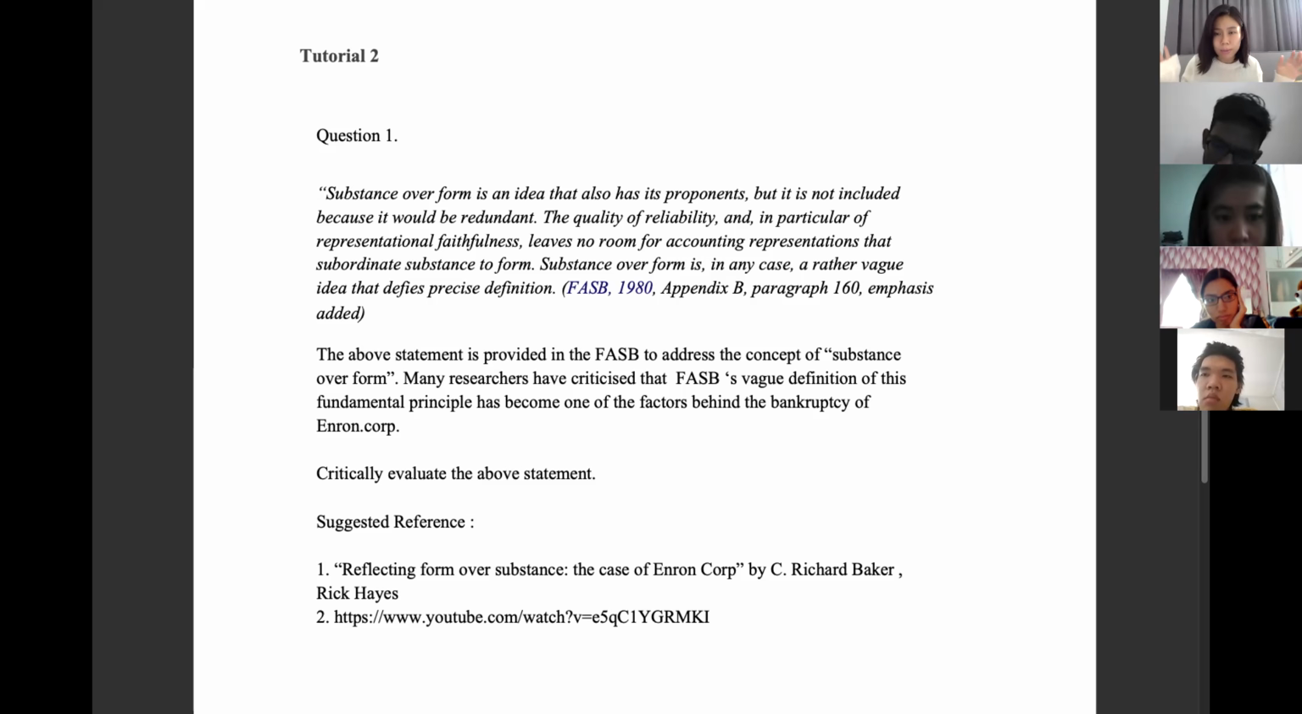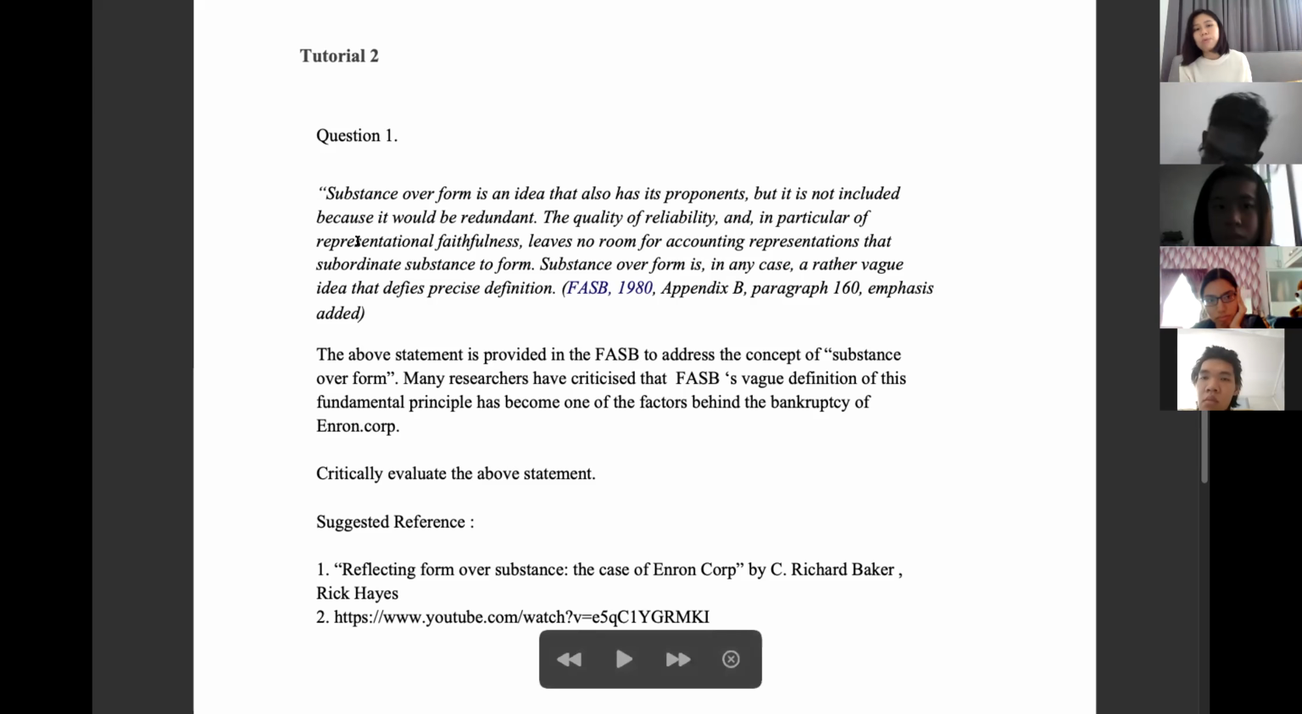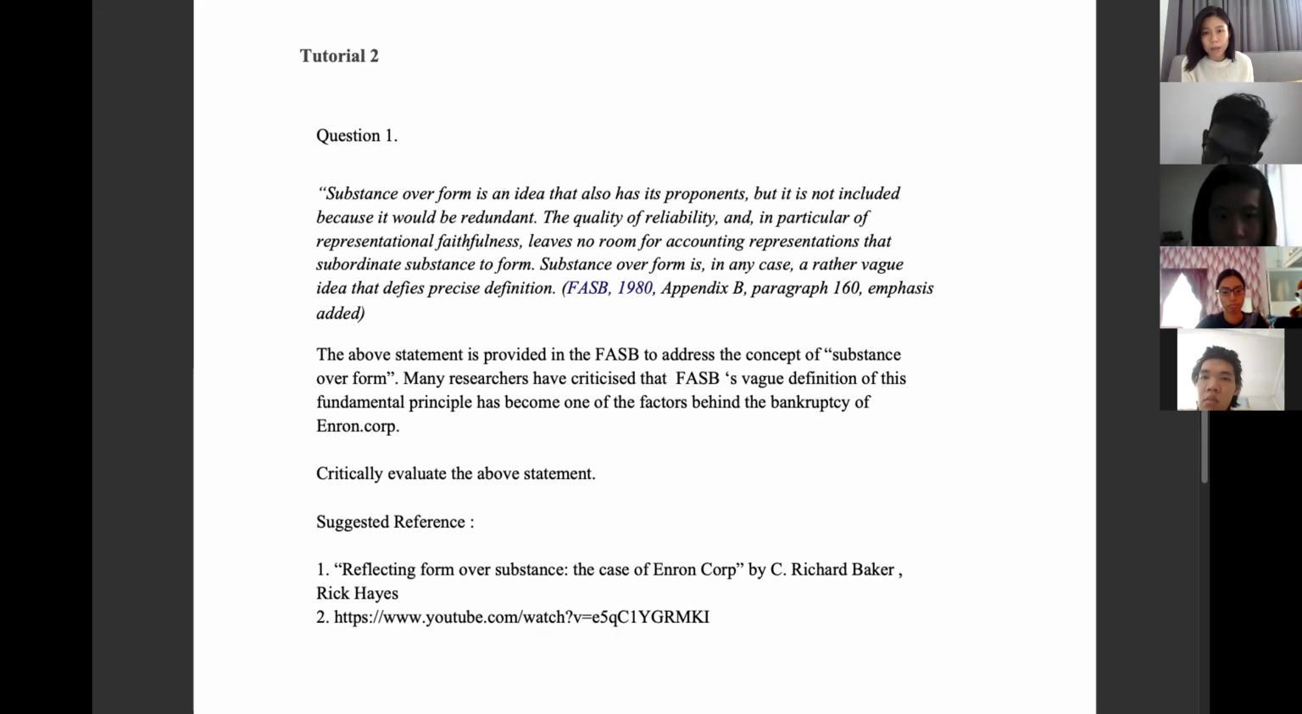as one of the main characteristics. It is not included. They feel that it is not the most important thing because they think it is redundant. It has already been talked about in other characteristics, for example, representational faithfulness, honesty. If you remember this term, it is one of the characteristics that you must present in financial statements. So they think that substance over form is a repetition of this. So they don't need to explain again what substance over form is. They presume that everyone understands.